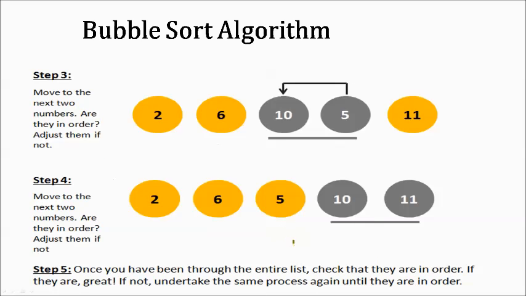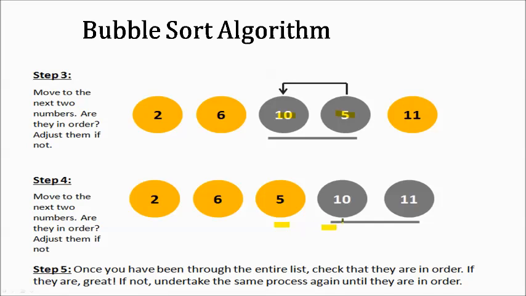So step 3. Move to the next two numbers. Are they in order? Adjust them if not. So again, 6 and 10 were swapped. Okay? So the next values to be compared are 10 and 5. This one. Okay? So is 10 greater than 5? Since this is true, then they have to swap places. Okay? So as you can see in step 4, 5 was moved and 10 was interchanged.